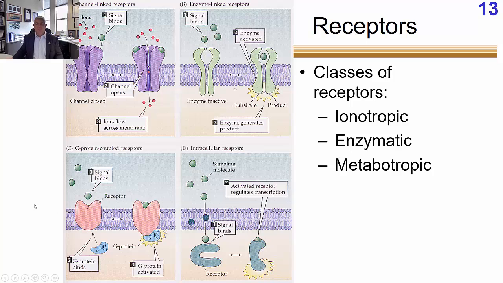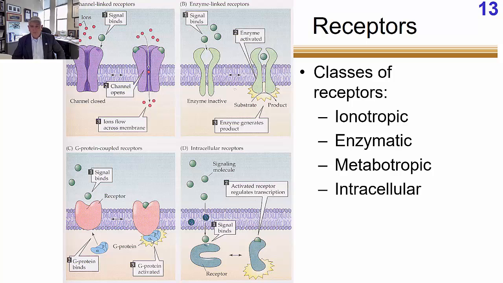Metabotropic receptors, also referred to as 7TM, 7 transmembrane receptors, because they actually go in and out of the membrane 7 times. This is not a very good cartoon representation of that, but they have a binding site on the outside, and then they have an activation terminal on the inside that has a G protein coupled to it. So sometimes you'll see these also referred to as G protein coupled receptors, or GPCR. When the neurotransmitter binds, it activates that G protein. We'll talk more about that in a minute.